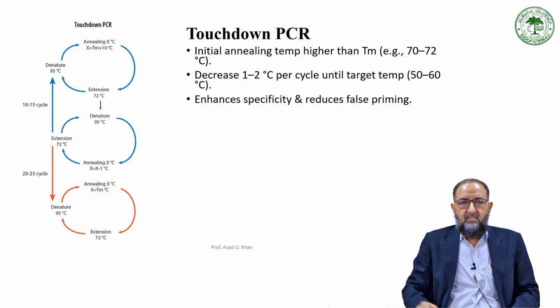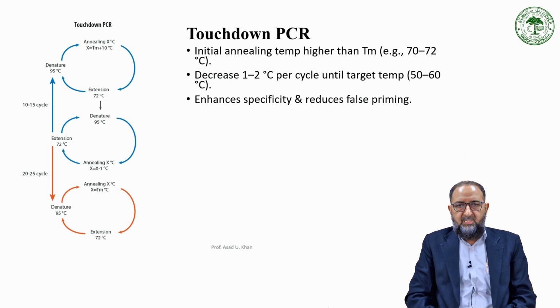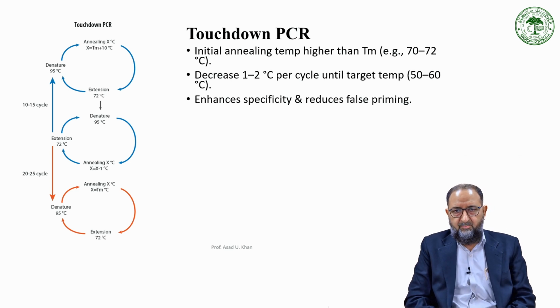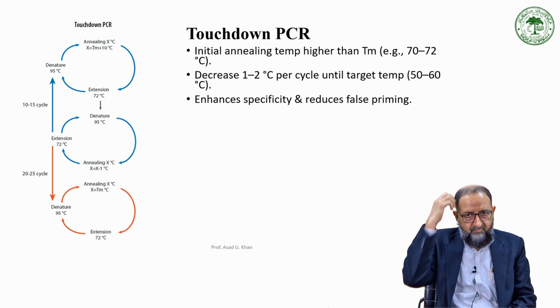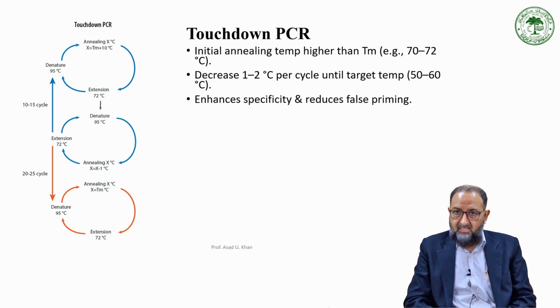Touchdown PCR is a PCR where the initial annealing temperature is higher than the Tm, around 72 degrees centigrade. Then you decrease by 1 to 2 degrees centigrade per cycle until the target temperature of 50 to 60 degrees centigrade is reached, which enhances the specificity and reduces false priming.